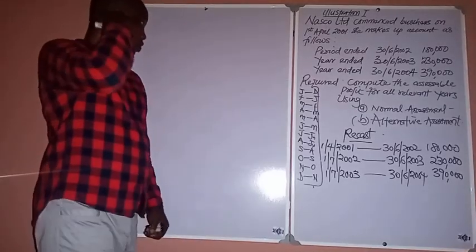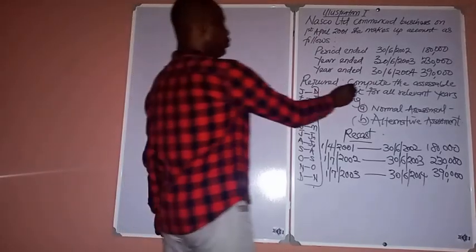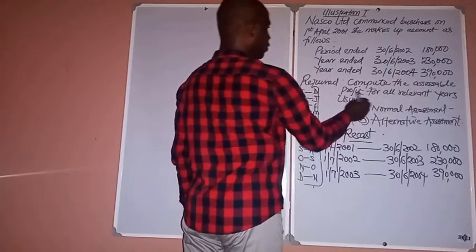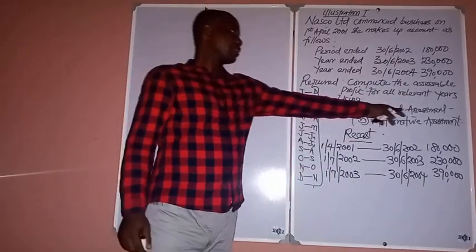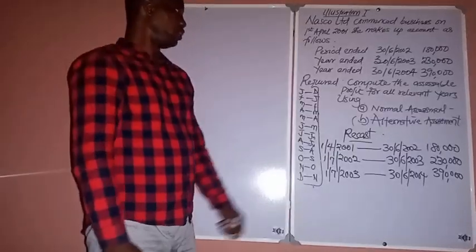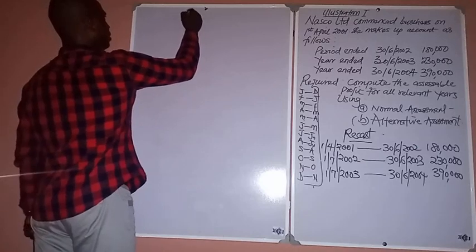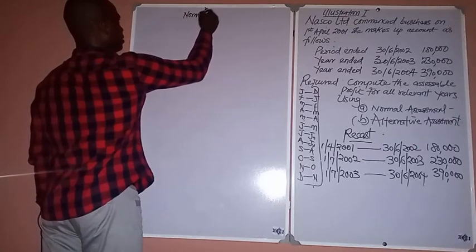Good. At this point, we are good to go. Now we've gotten what we want. The question said we should compute the assessable profit for all relevant years using normal assessment. After that, we'll do the alternative assessment. So solution properly now. Normal assessment.